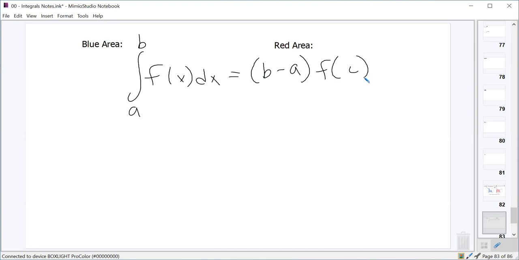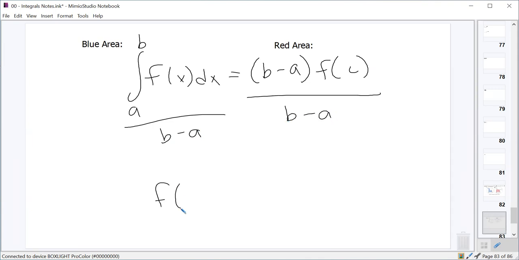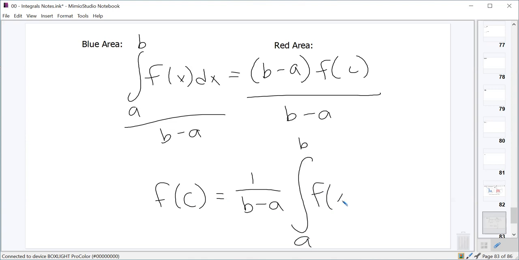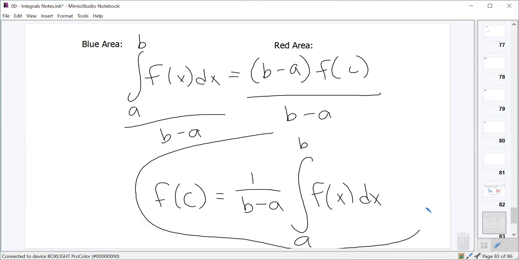And if we're looking for f of c, we just need to divide both sides by b minus a. We end up with f of c, the average value, is equal to, and I'm going to just write this as 1 over b minus a times the integral from A to B of f of x dx. And this right here is our formula that allows us to find the average value of any function.